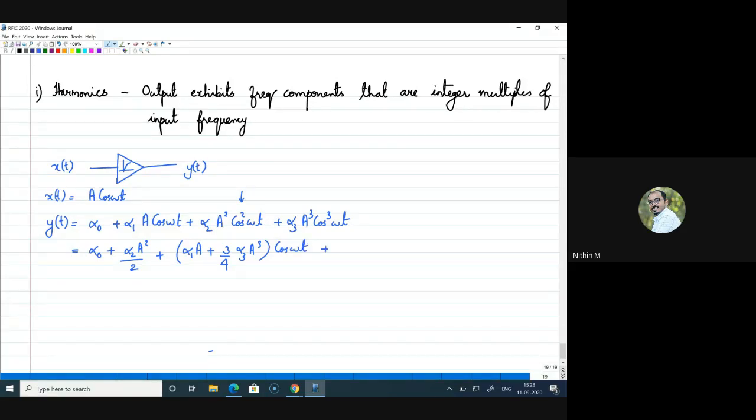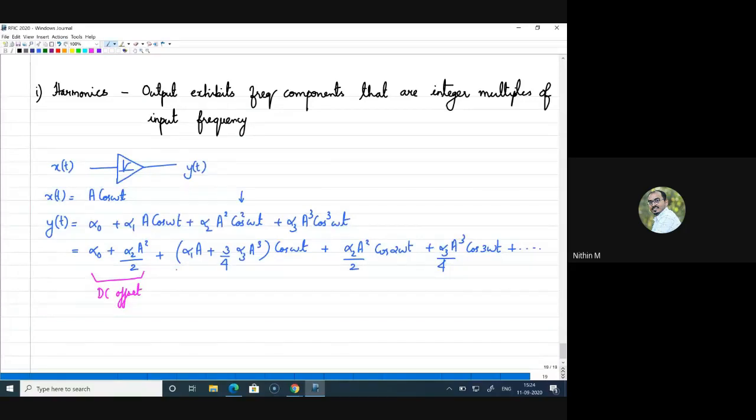And now if I look at the harmonics, if you are writing a nonlinearity up to third order, you will get second harmonic and third harmonic. So I can write it as alpha 2 a square by 2 cos 2 omega t, and you will have alpha 3 a cube by 4 cos 3 omega t, plus etc. if you extend this nonlinearity up to any higher order. Again, apart from this there are some other components that we will not look at for the time being.